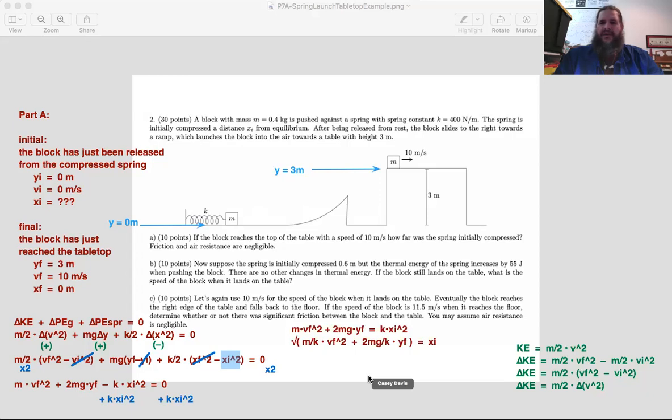Any other questions on that so far? And at this point, I think we can fill in some values here. x initial equals square root of, also before we do this, let's factor out m and k, because I notice both of these terms have m and k in them. So m over k times v final squared plus 2g times y final. That way we just need to calculate m over k once. So filling in those values, what is m over k going to look like?